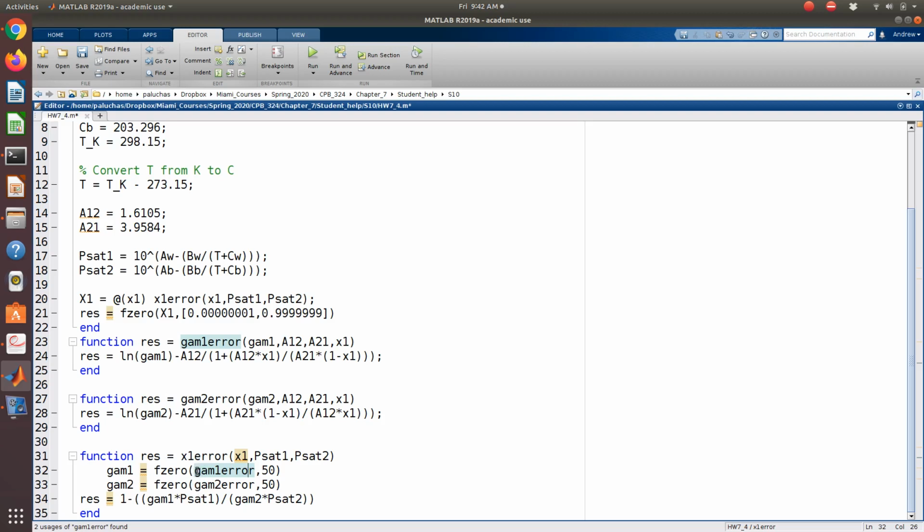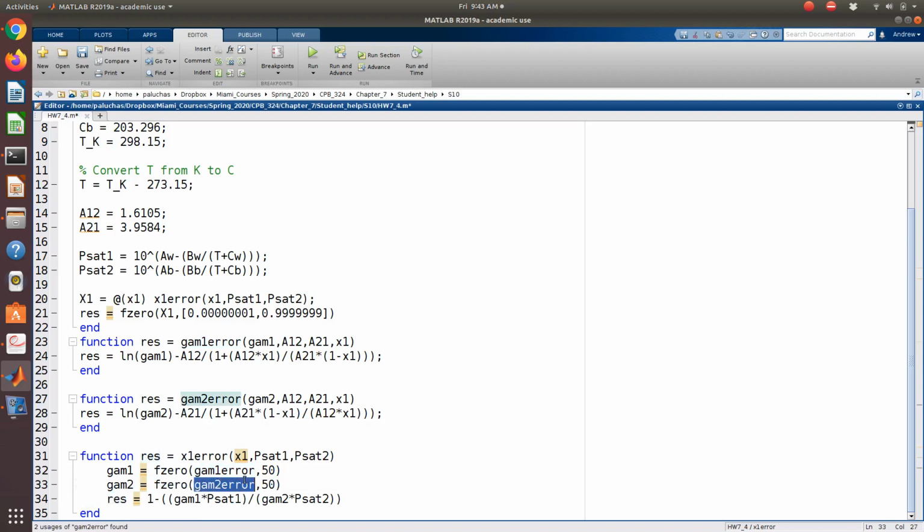But then if I look further, gamma 1 here has an input of gamma 1, A12, A21, and X1. Okay, so this is problematic because if I'm trying to use F0 to solve for gamma 1, and again, you really don't even need to do this. You could just analytically solve these equations. But if I was trying to numerically solve for gamma 1, then the only input I want here is gamma 1. Okay, so here you have 3 additional inputs, so those would need to be passed via an anonymous function, and it looks like you have the same thing for gamma 2, and then this one is fine.